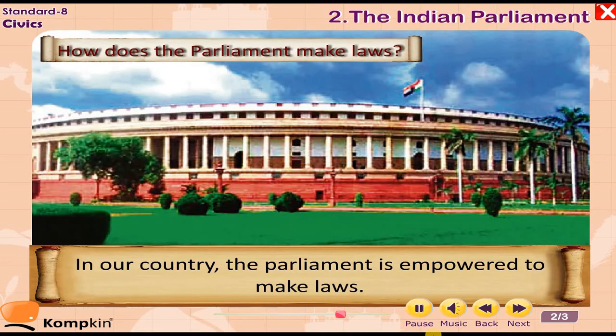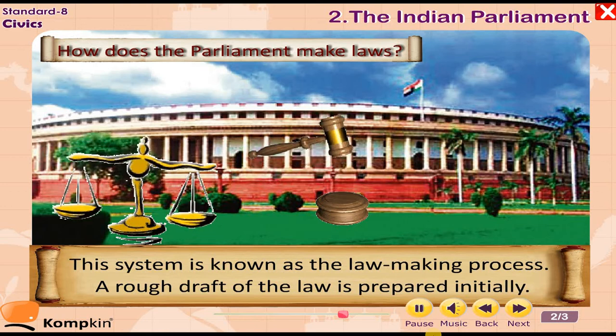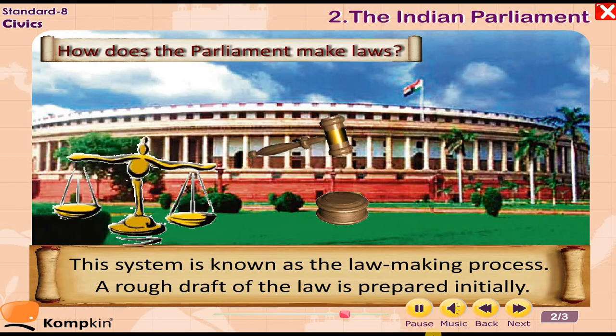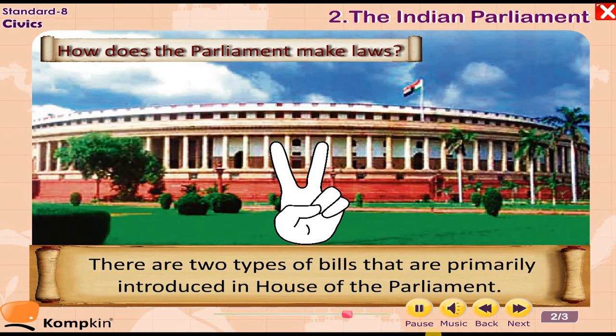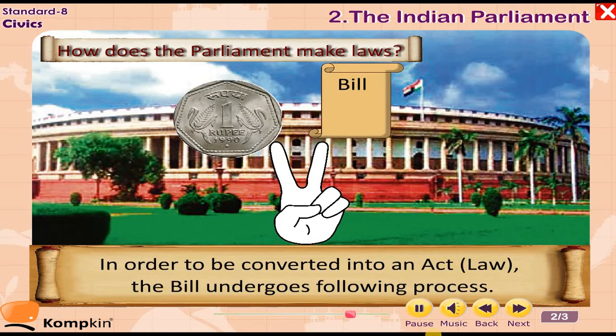How does the Parliament make laws? In our country, the Parliament is empowered to make laws. To formulate them, a certain system has been adopted. This system is known as the Lawmaking Process. A rough draft of the law is prepared initially. This draft or outline is known as draft proposal of the law or bill of law. There are two types of bills that are primarily introduced in House of the Parliament: Money Bill, Ordinary Bill.